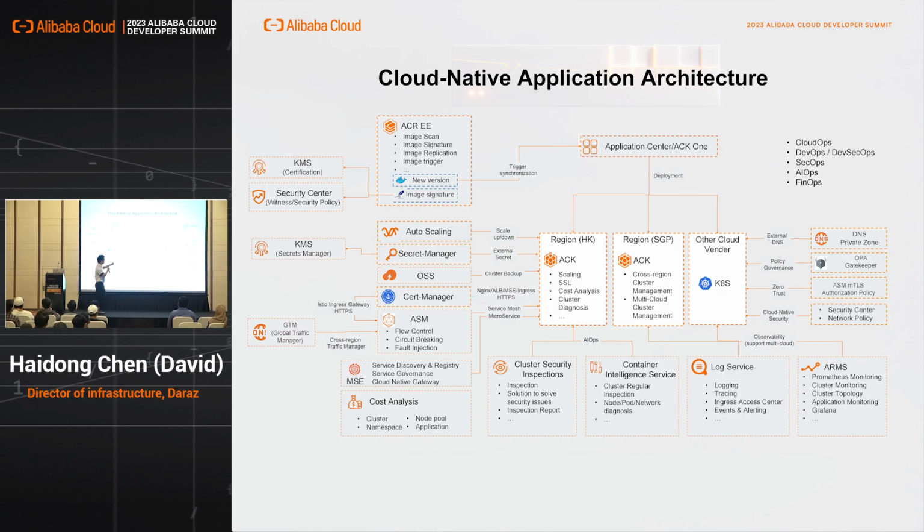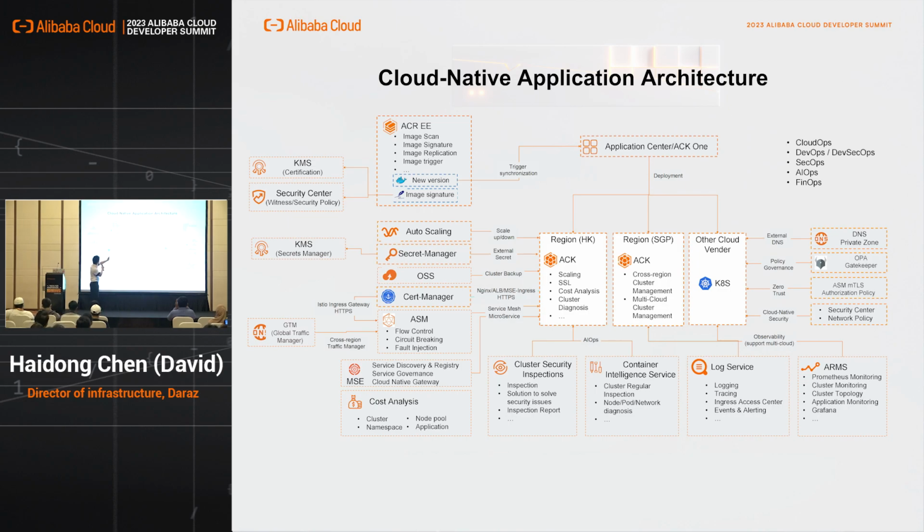So here is the overall architecture. I know it's quite messy. It's overwhelming. But the key point is we provide you cloud ops. We provide you DevSecOps. We provide you AI ops and FinOps. So we not only provide you the safety, scalability, and also we provide you the money saving of the FinOps. And how do we achieve this?